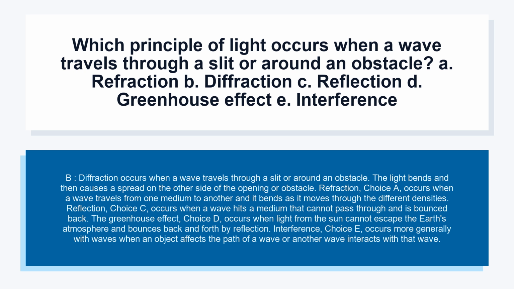Refraction, choice A, occurs when a wave travels from one medium to another and it bends as it moves through the different densities. Reflection, choice C, occurs when a wave hits a medium that cannot pass through and is bounced back. The greenhouse effect, choice D, occurs when light from the sun cannot escape the Earth's atmosphere and bounces back and forth by reflection. Interference, choice E, occurs more generally with waves when an object affects the path of a wave or another wave interacts with that wave.